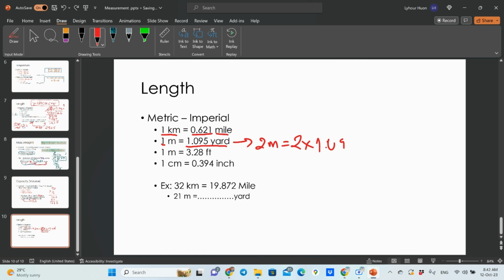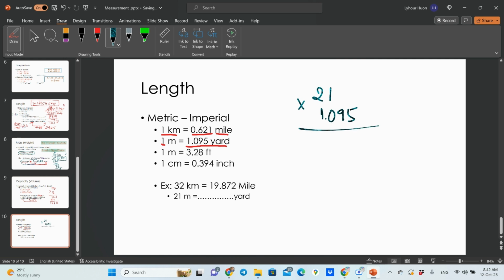So, in order to convert from meters to yards, we multiply 1.095 times 21. So, 21 times 1.095. 5 times 1, 5. 5 times 2, 10. 9 times 1, 9. 9 times 2, 18. So 8, 1. How about 0?